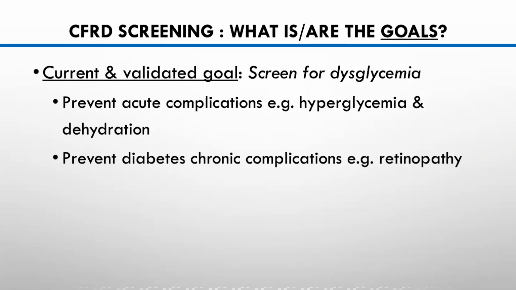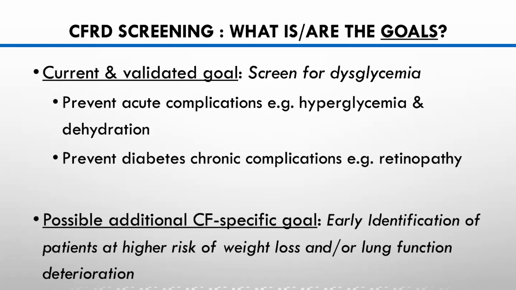So the current and validated goal of screening for cystic fibrosis-related diabetes is really to diagnose those people early enough. You want to prevent the acute complications, those patients that used to come in past years with very high blood glucose, dehydrated, for example. You also want, in people that have a reasonable life expectancy, to prevent some diabetes-specific complications like eye or kidney complications that would clearly add to the burden of those patients.